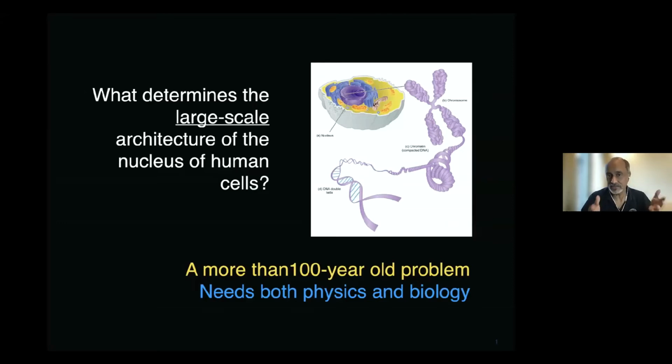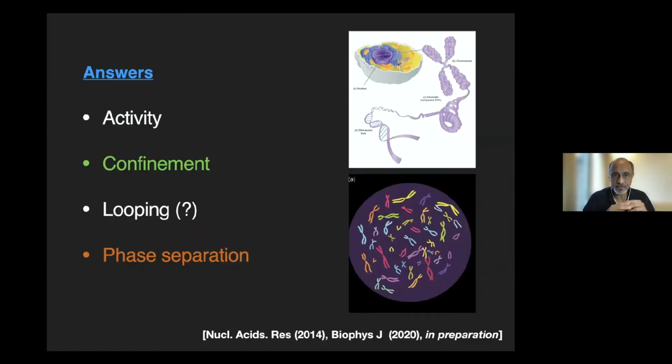And a question we've been thinking about for at least the last 10 years is what determines the large-scale architecture of the nucleus of human cells. And this is an ancient problem. It's more than 100 years old. And the interesting thing is that it's not a problem in biology. It needs both physics and biology for reasons that I will explain as we go along. We have some answers to this question.